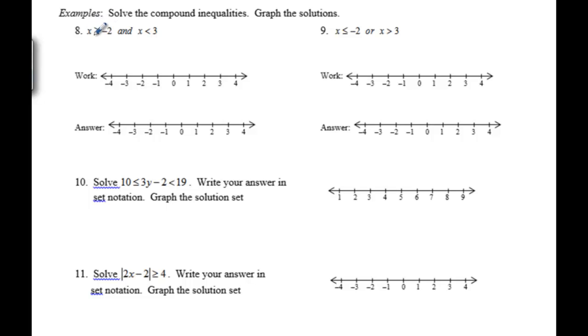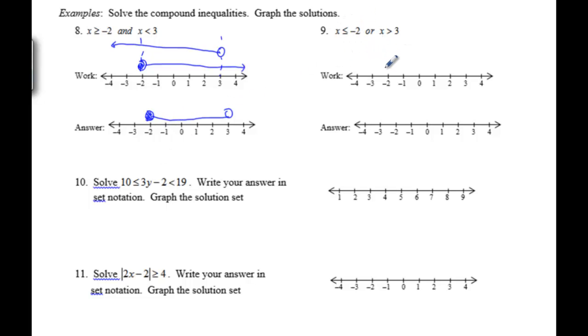We know that it is closed circle on -2. So we go to closed circle, and then I would shade all of the numbers that are greater than. For the x is less than 3, I'm going to go open circle, everything less than 3. Because it's an and, we want overlap. So there's overlap between -2 and 3. So bring those down. We'll go closed circle on -2. We'll go open circle on 3.